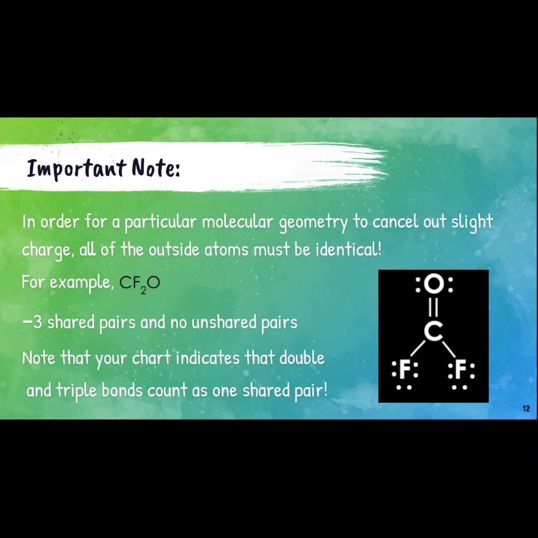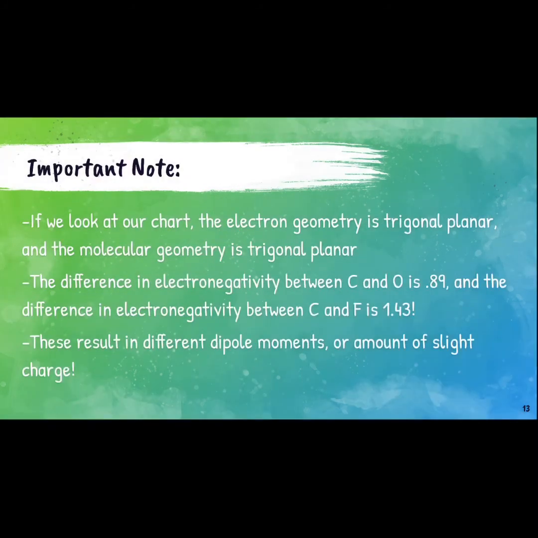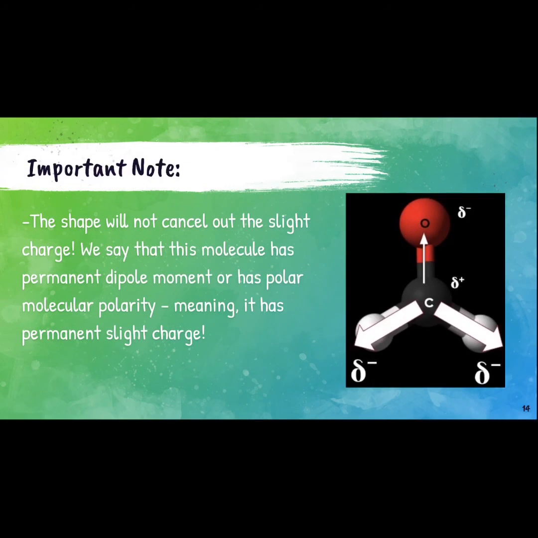But if we're counting bonds for trying to figure out the geometry, double and triple bonds are just going to count as 1 shared pair. So instead of saying I have 4, I'm just going to say 3 because one of those is a double bond. If we look at our chart, the electron geometry for this is trigonal planar, and the molecular geometry is trigonal planar. The difference in electronegativity is going to be 0.89, but the difference in electronegativity between C and F is 1.43. They result in different dipole moments, and there's a slight charge.